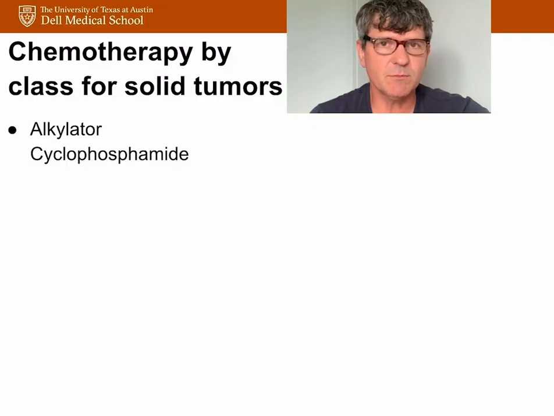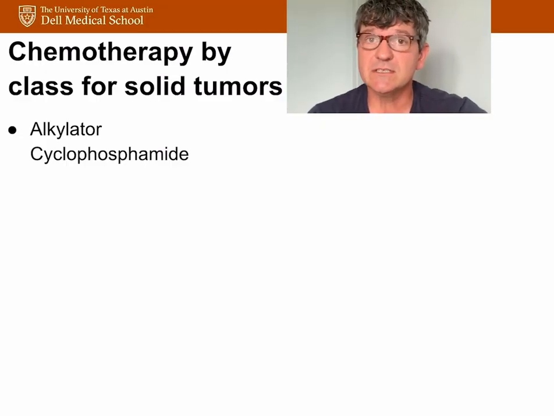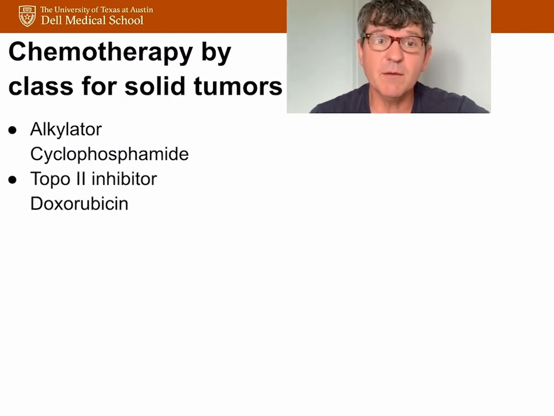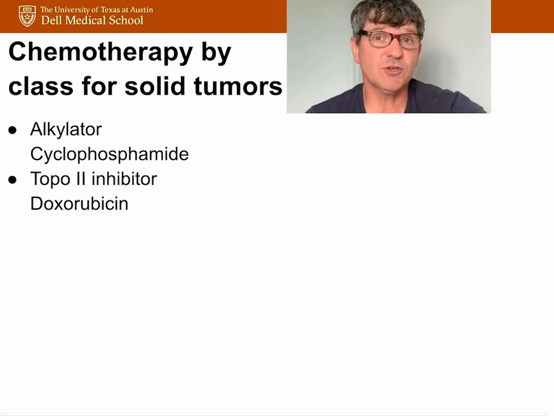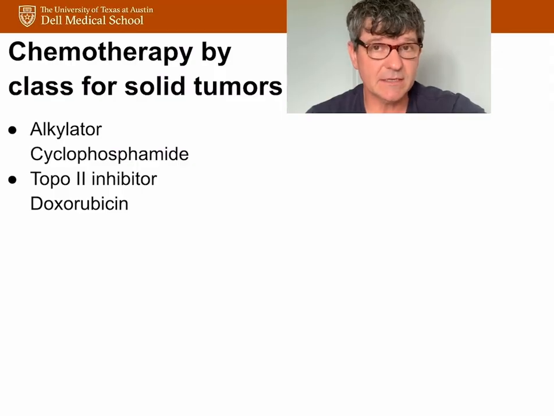One of the oldest chemotherapy classes, and you might not have thought about this since medical school, is the alkylators. The original was nitrogen mustard, but the one that's used in solid tumors is cyclophosphamide. Also used in heme malignancies, but cyclophosphamide is sort of your main alkylating drug that you need to know. The next class of drugs would be the topo 2 inhibitors, the most important of which is doxorubicin, which is an anthracycline. So you know about anthracyclines and their side effects.